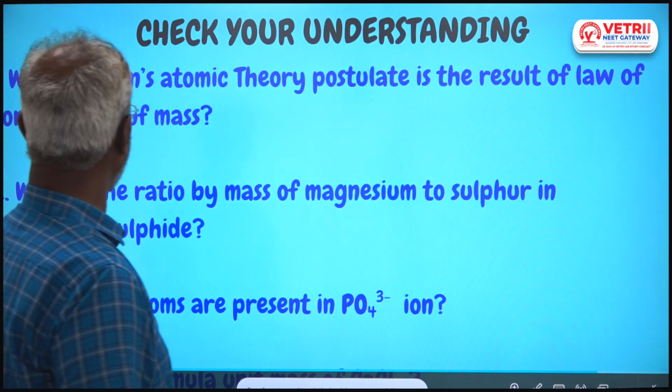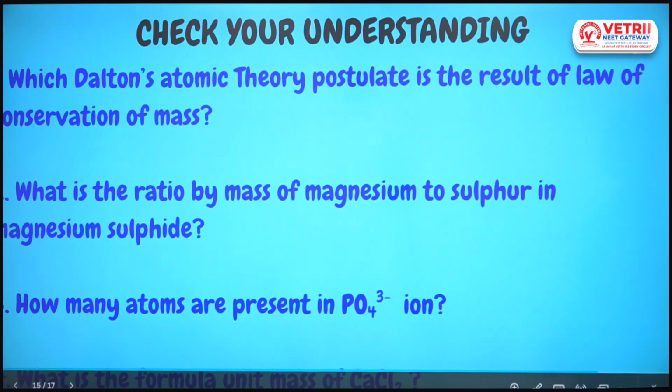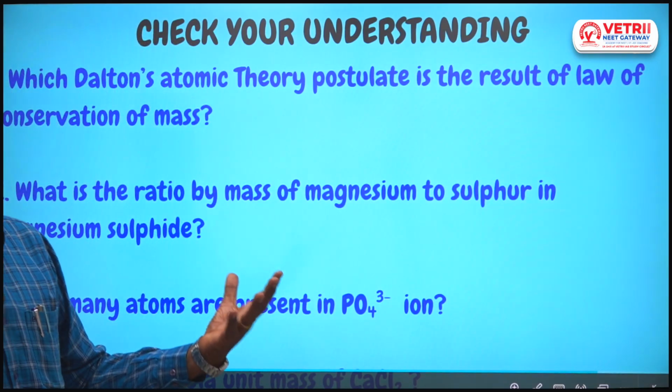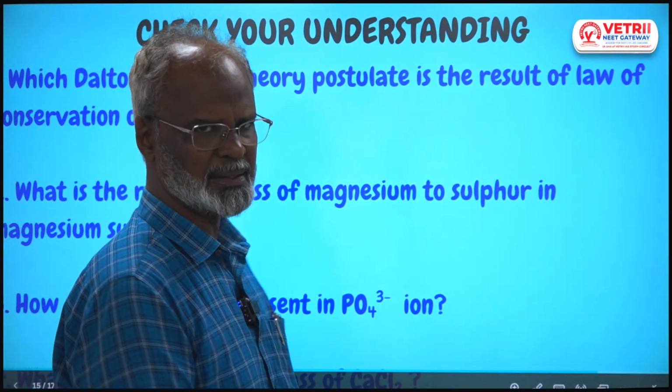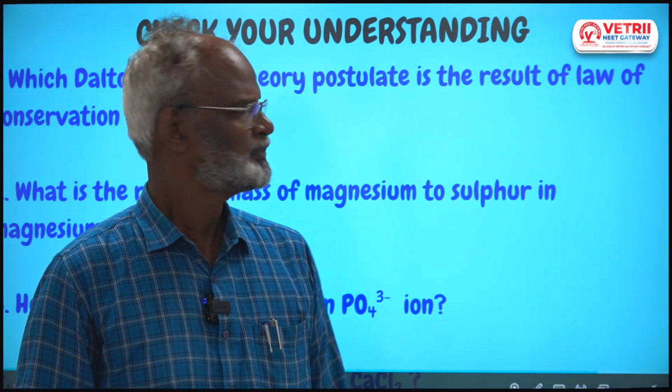Now we will check your understanding. These are some simple questions we will discuss. Which part of Dalton's atomic theory explains the law of conservation of mass? The atoms only present in different combinations in a particular reaction. We can neither create an atom nor completely destroy an atom.